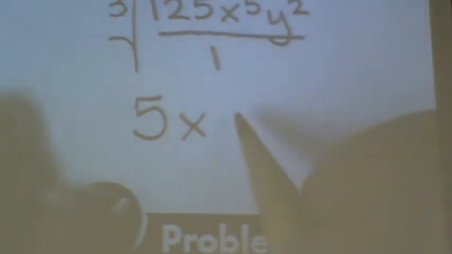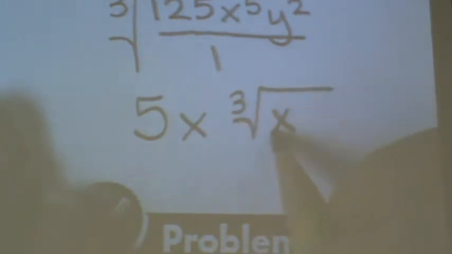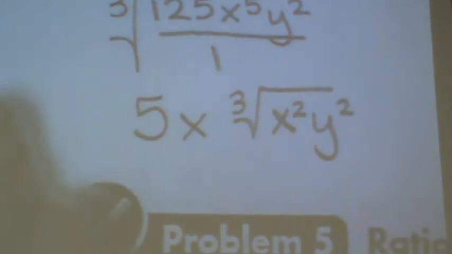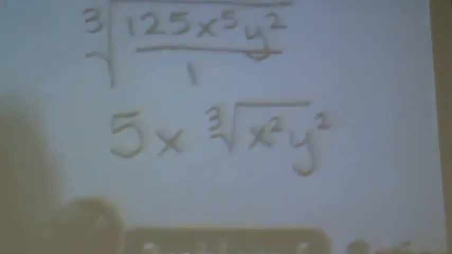The cube root of 125 is 5. Now, we're looking for 3 of a kind, so we've got 3 x's we can take out, but there's 2 left. So you'll have a cube root of x squared, and then we've still got y squared. Easy? Next, 41. Wait, is that 5x cubed?